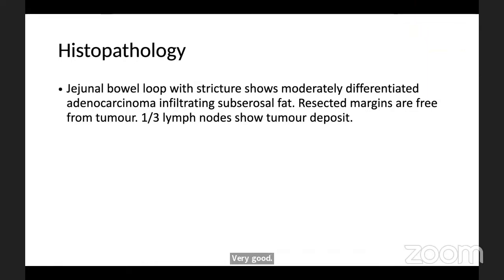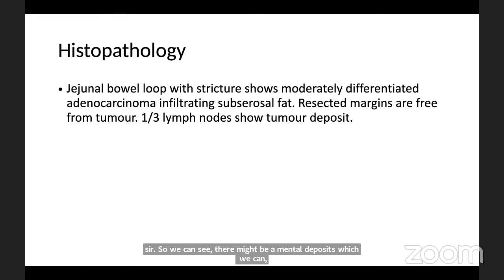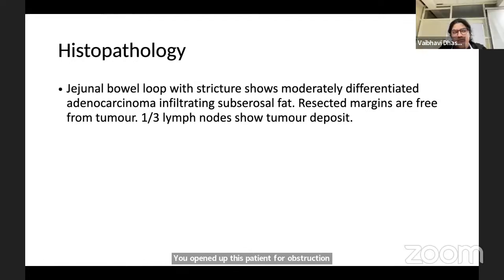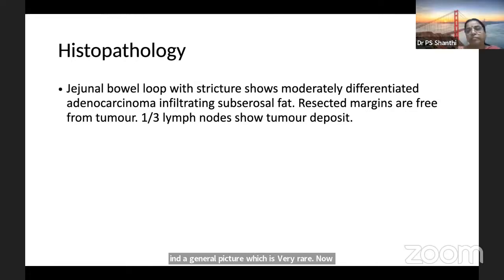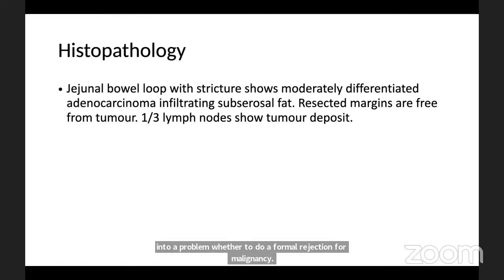You have opened this patient for obstruction. Yes, sir. So we can see there might be omental deposits, which we can find. No. Now you're going to theory. I am not going to theory at all. You have investigated this patient completely with CT, etc. You opened up this patient for obstruction. Yes, sir. Now you find a jejunal stricture which is very rare. Now you get into a problem whether to do a formal resection for malignancy or do a limited resection.